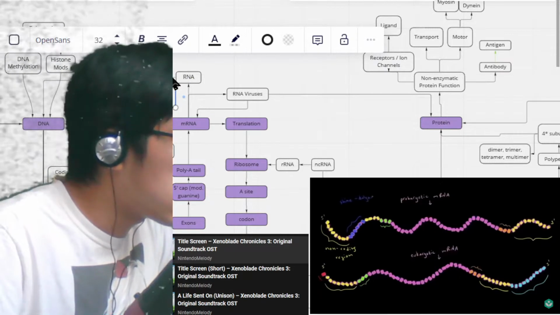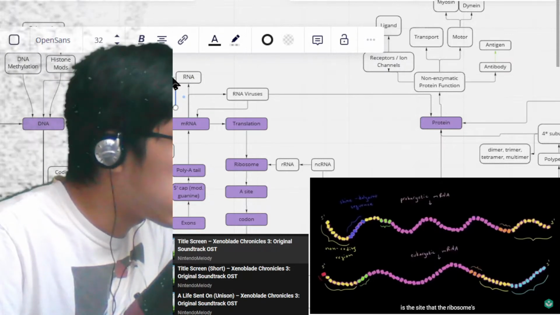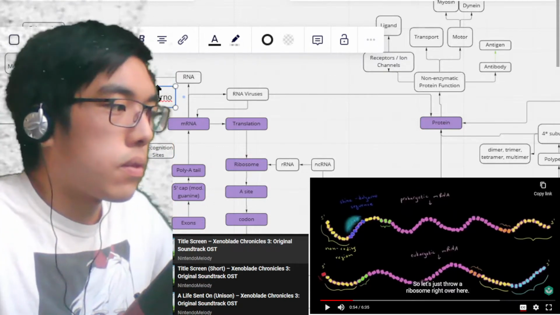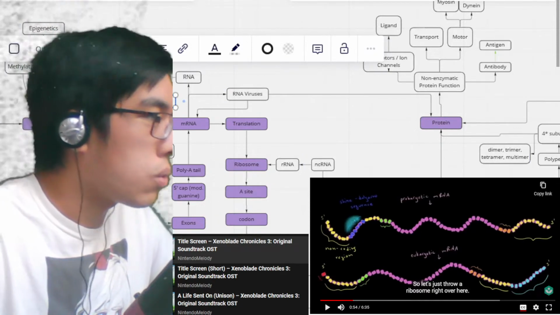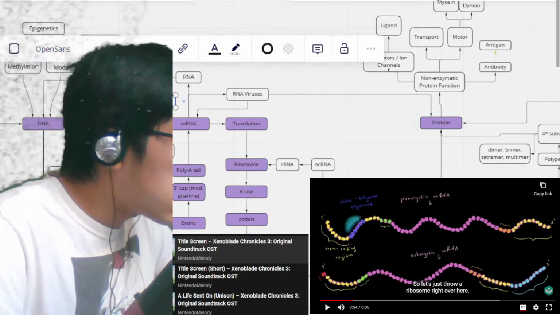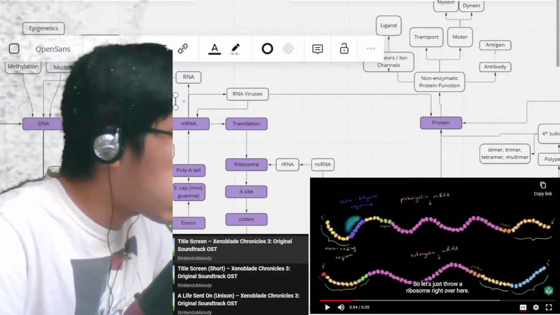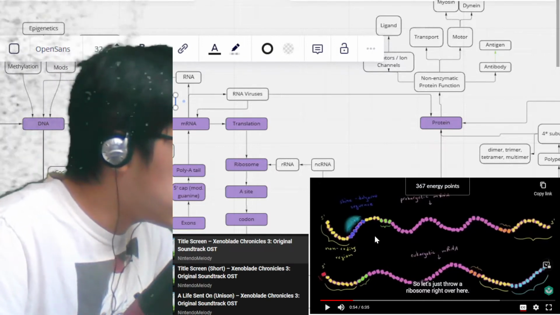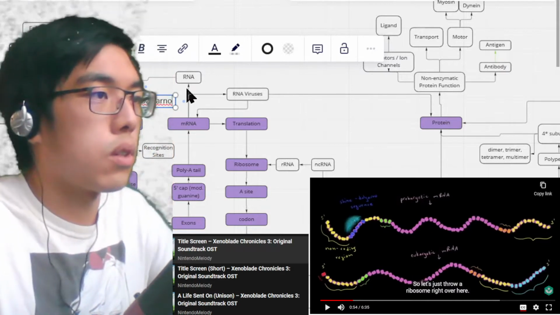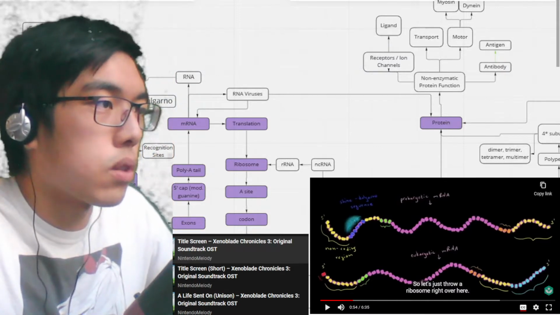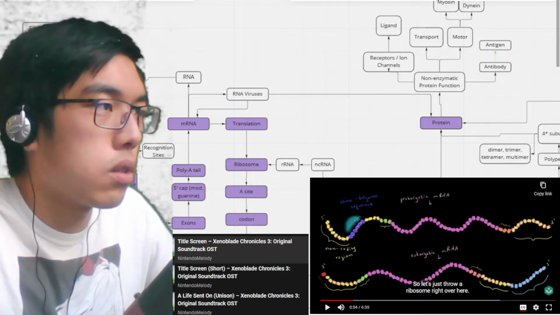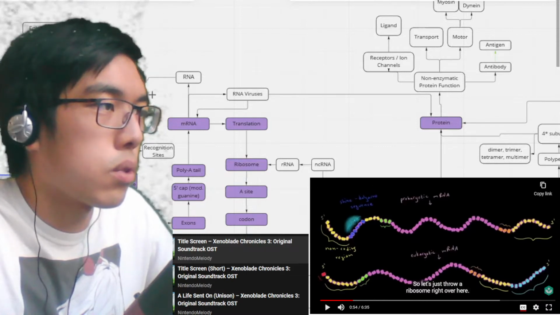Shine-Dalgarno sequence. And the Shine-Dalgarno sequence is the site that the ribosome is going to recognize and bind to. So let's just throw a ribosome right over here. I see. Okay. That is only for prokaryotic. It sounds like the 5' cap. Does it do a similar thing to that? Oh, shoot. Okay. Let's put this here. Prokaryotic right there.